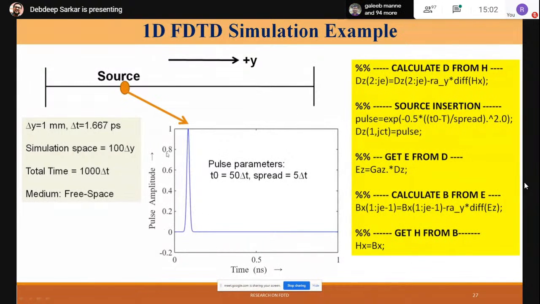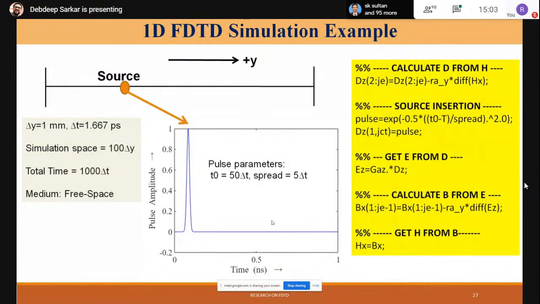So we launch this kind of source. How these parameters play out is not very complicated. At the 50 delta t time step, it will peak. At t naught, the pulse will achieve the value of 1, and after that it will fall down, and before that it rises for some time. So this is the time variation of the pulse.